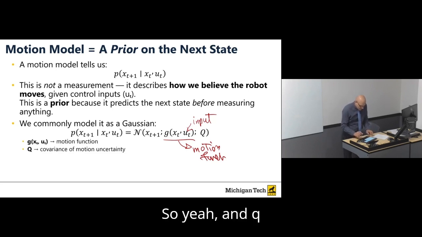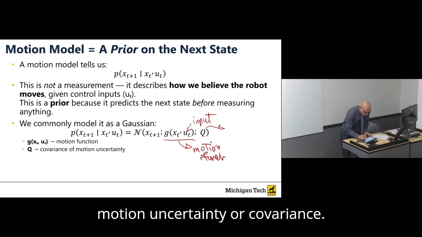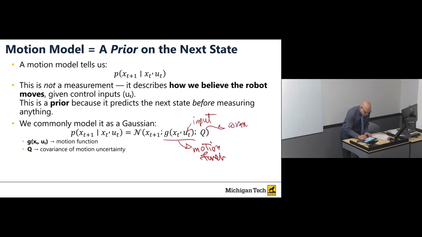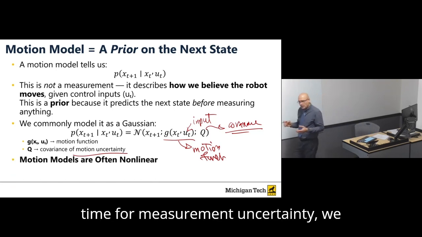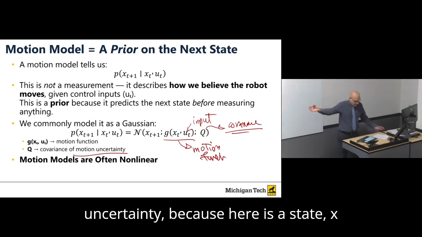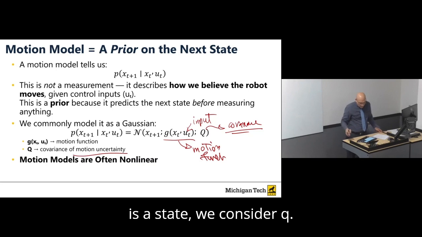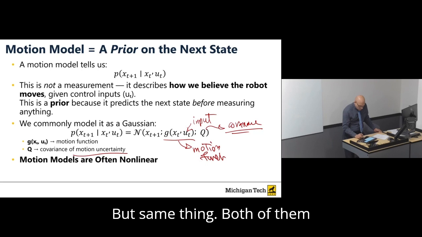So yeah, and Q is also uncertainty, but this uncertainty is for motion uncertainty, or covariance. Similar to measurement, most of the time for measurement uncertainty we consider R, and for a state uncertainty, because X is a state, we consider Q. But same thing: both of them are considered Gaussian most of the time.